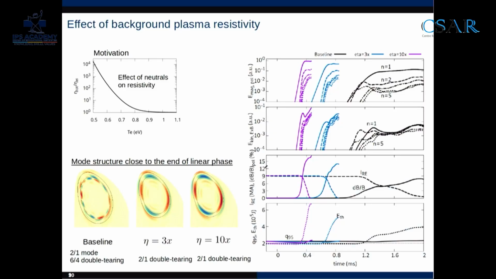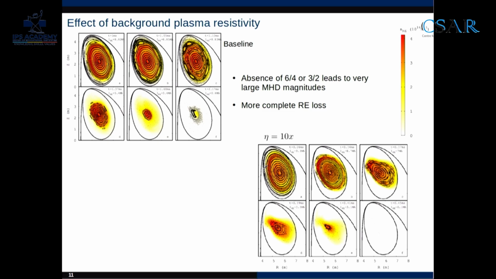So we have tested what resistivity does for such a simulation, and what is observed is that at higher background resistivity of the plasma, not only is the growth rate larger, but the modes in fact grow and extract much more energy than in the baseline case. And what is even more interesting is that in the nonlinear phase, you see much stronger stochastization and a near complete loss of relativistic electrons.